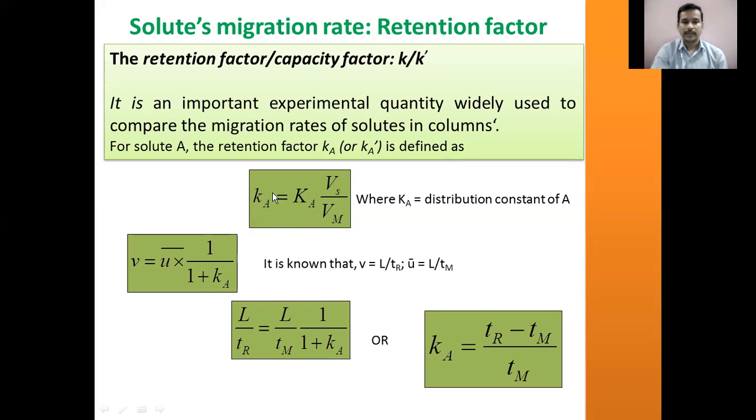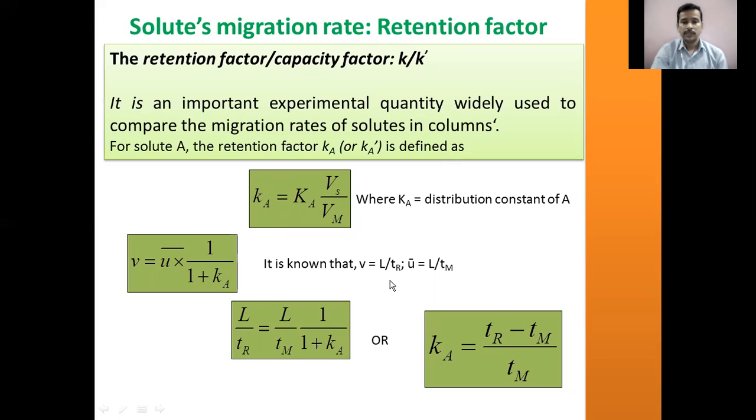So the capacity factor Ka dash is equal to Ka into Vs divided by Vm, where Ka is the distribution constant of solute A. And similarly for solute B, solute X, solute 1, solute 2, you can write Kb, Kx, Ky, K1, etc. to write the capacity factor expression. If you substitute this into the previous expression from the previous slide, you will get V is equal to U bar into 1 over 1 plus Ka, because in place of Ka into Vs divided by Vm, you will substitute the value of Ka. So V is equal to U bar into 1 over 1 plus Ka.